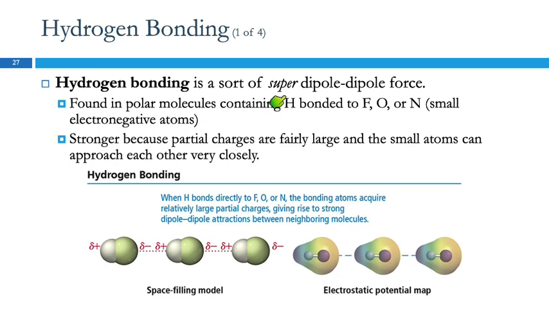Okay. These have a hydrogen that is covalently bonded to fluorine, oxygen, or nitrogen. These are the special ones because they are very small and they're very electronegative. And so they allow the neighboring molecule to get in close to a larger charge. Well, how do you remember this?